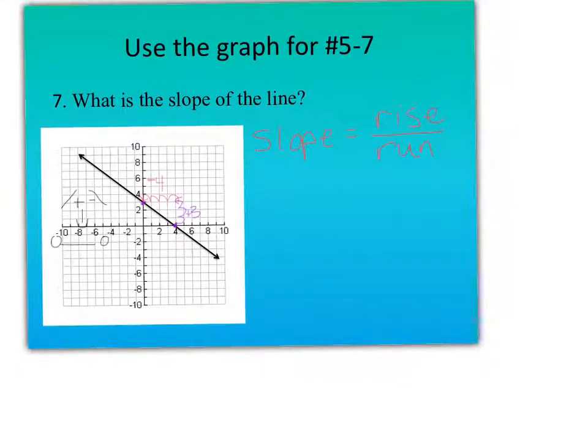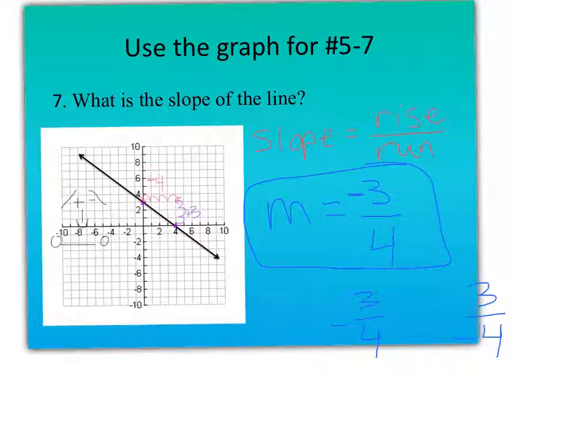So my slope, my M, my rise over run, is just going to be 3 over 4, because I rose up 3 and I ran 4. Only thing I have to add is my negative. Does it matter where my negative is? Nope. I could write 3 over 4 with the negative in the middle. I could write 3 over 4 with the negative on the bottom. It really doesn't matter. All of these are equal to each other. So your answer for your slope is negative 3 over 4.